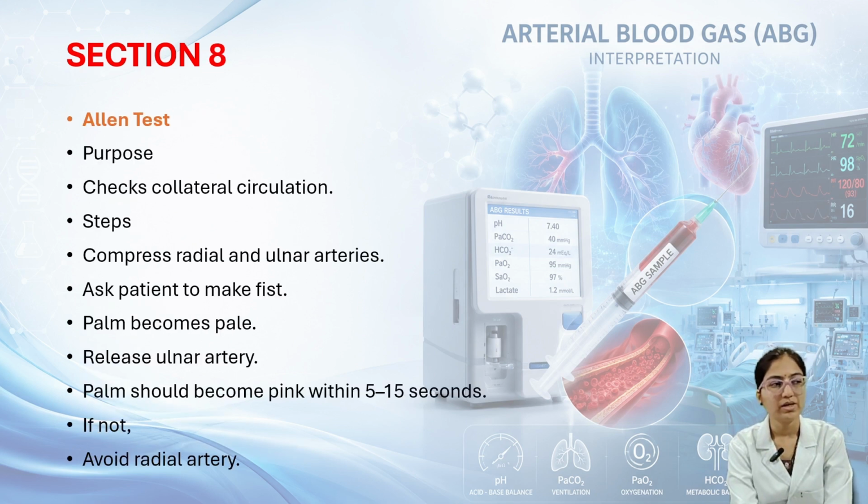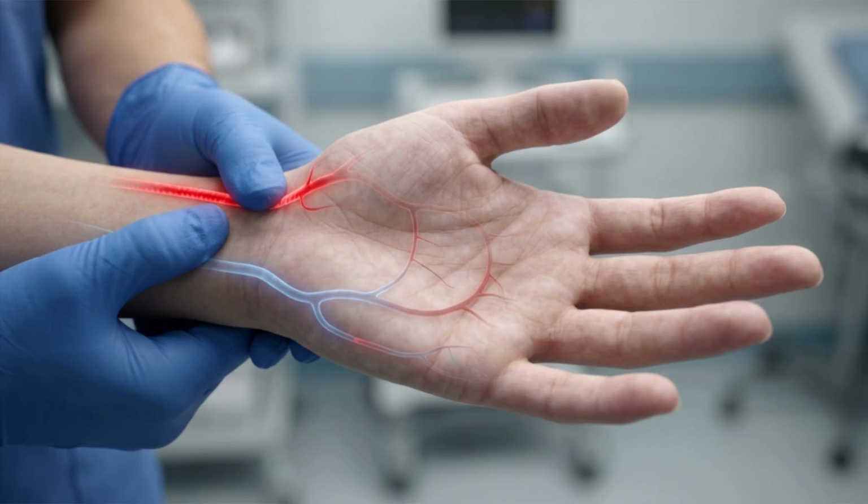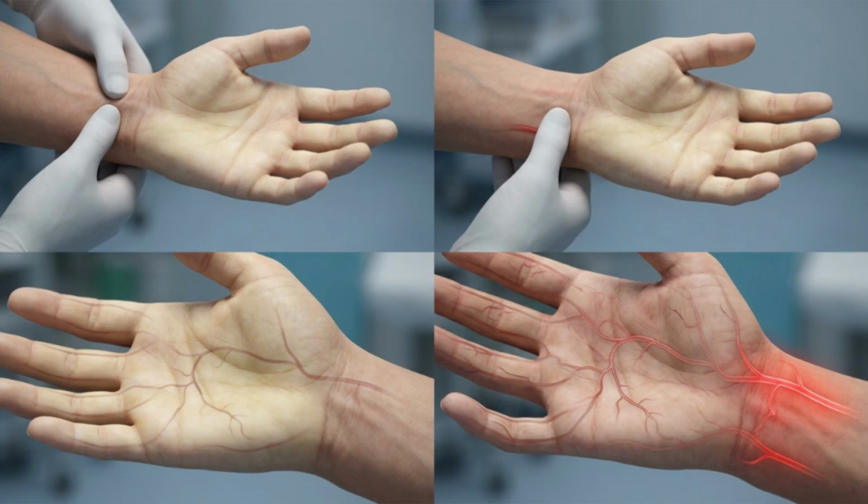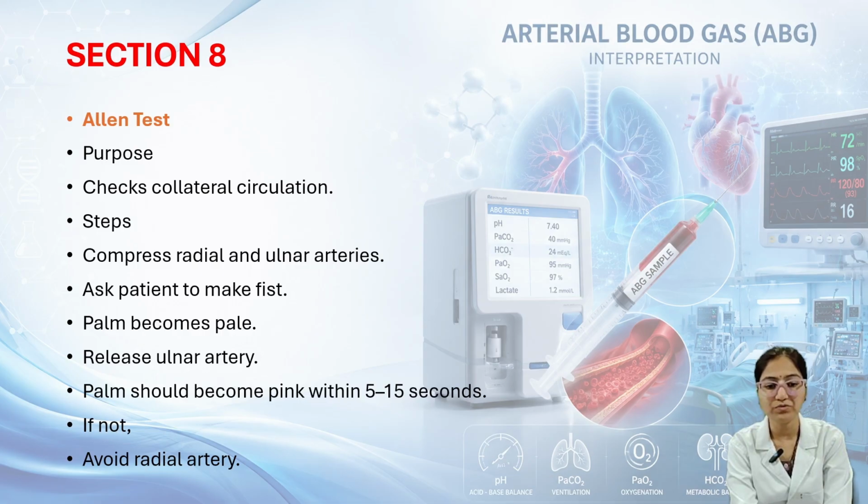And then we'll see the Allen test. What is the purpose of this test? Here it checks collateral circulation, and the steps are: compress the radial and ulnar arteries, and then ask the patient to make a fist, and then the palm becomes pale. Release the ulnar artery, and then the palm should become pinker within 5 to 15 seconds. If not, avoid the radial artery. This is the Allen test.